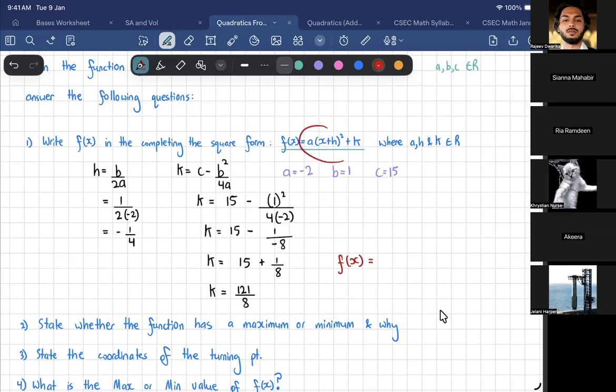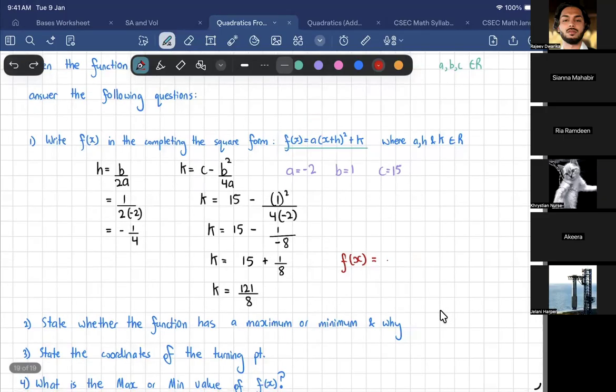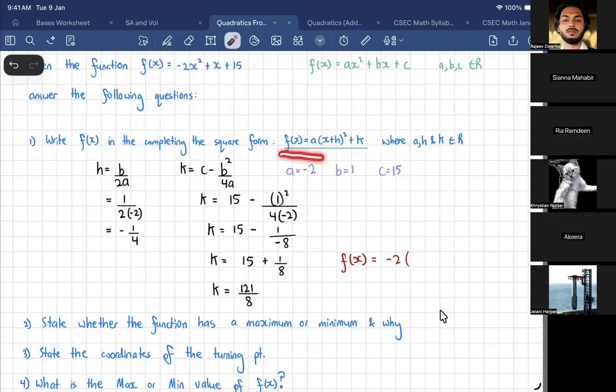So I'm going to start off with a because it's a(x plus h) squared plus k. So instead of writing a, I'm going to write negative 2. Does that confuse you, do you understand? So I could do it again. All right. So this is the complete square form, right? It's a by (x plus h) squared plus k. And I want you to tell me what is a? What we know a to be? Negative 2. Right. So instead of writing a, what did I substitute a for? Negative 2. Right. So instead of writing a, I write negative 2.